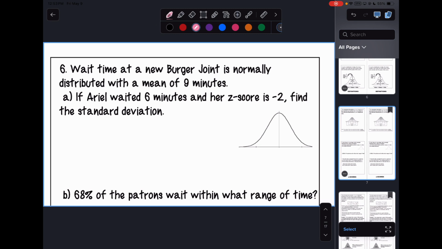So, wait time at a new burger joint is normally distributed with a mean of 9 minutes. So, let's mark our mean on the curve.